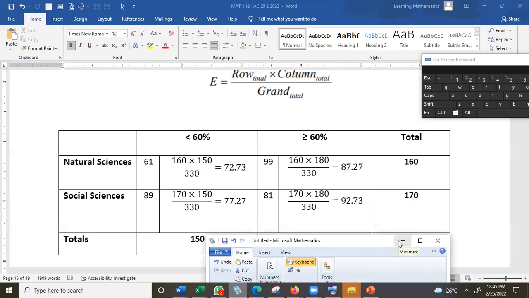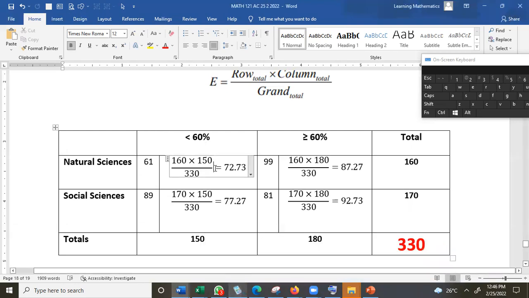All right. So now to calculate the expected values, the row total. So for example, each observed will have their own expected. So for 61, it will be the 160, because that's its row total, times 150, divided by the grand total, 330. Okay.